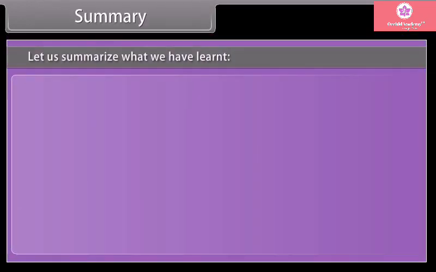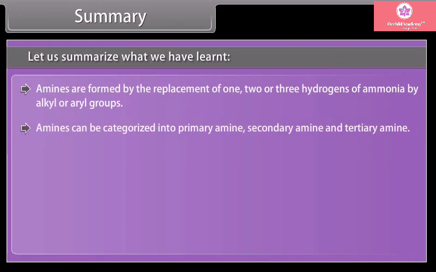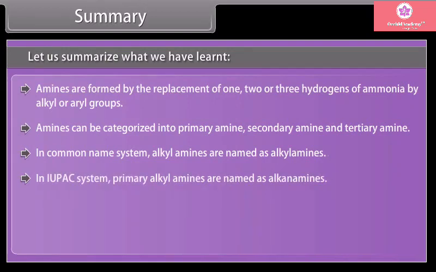Summary. Let us summarize what we have learned. Amines are formed by the replacement of 1, 2 or 3 hydrogens of ammonia by alkyl or aryl groups. Amines can be categorized into primary amines, secondary amines and tertiary amines. In common name system, alkyl amines are named as alkylamines. In IUPAC system, primary alkyl amines are named as alkanamines.